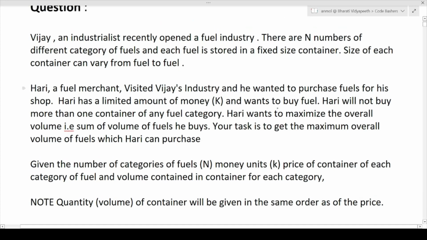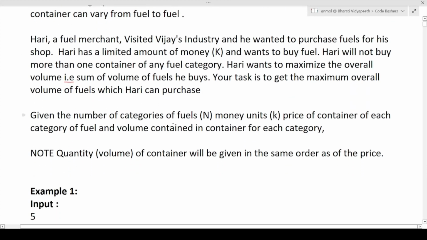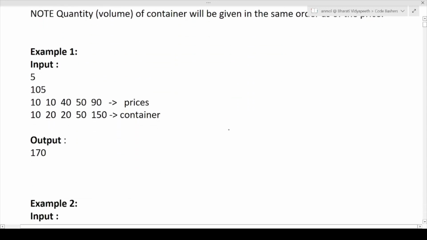Till now I know nothing has been clear to you about what the question is. You just have not got the basic idea, but the question will be clear once we see the examples and see how the output comes out. Now, given the number of categories of fuels n, money units K, the price of a container of each category of fuel, and the volume contained in each container, you will have to find the maximum volume that Hari can buy. Let's see with the help of an example. I know the question is not clear to you. So see the input.